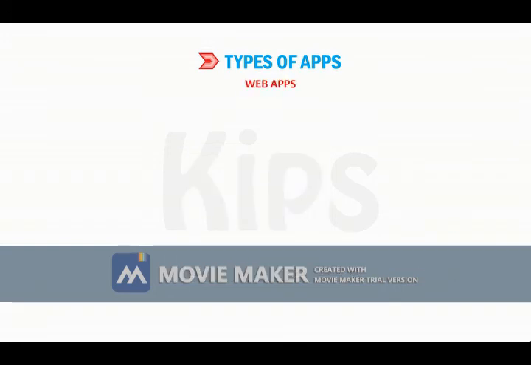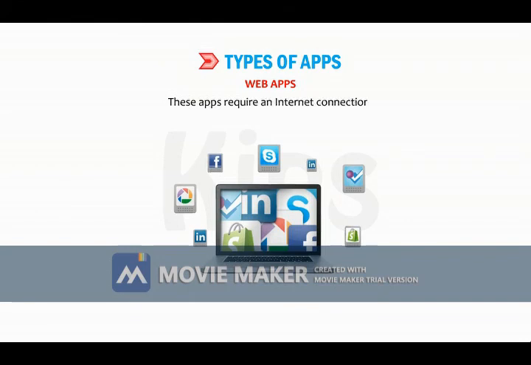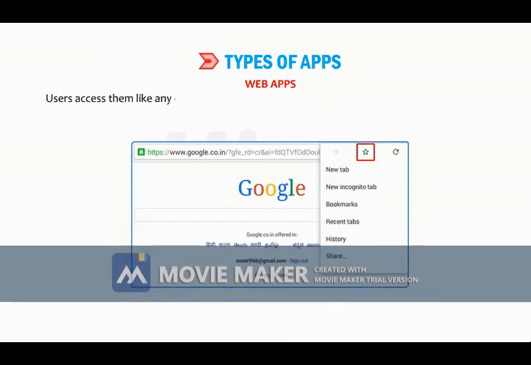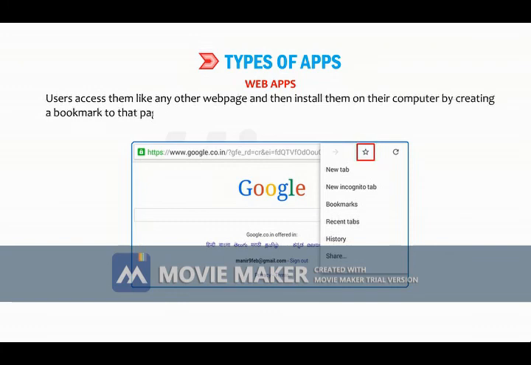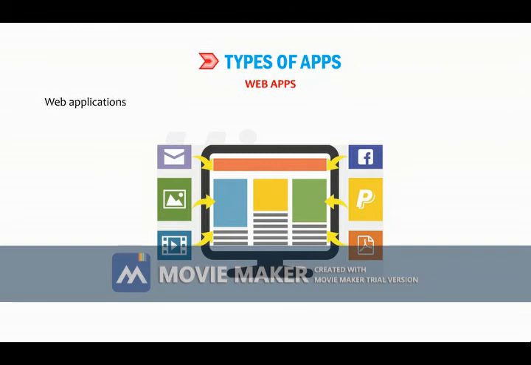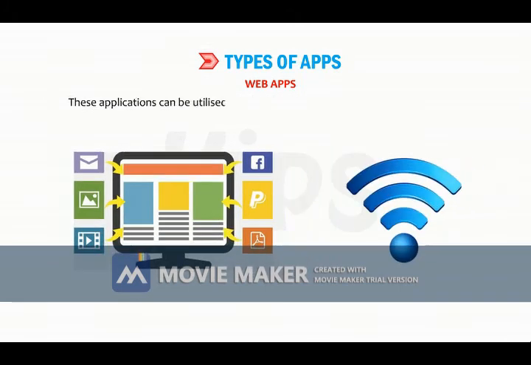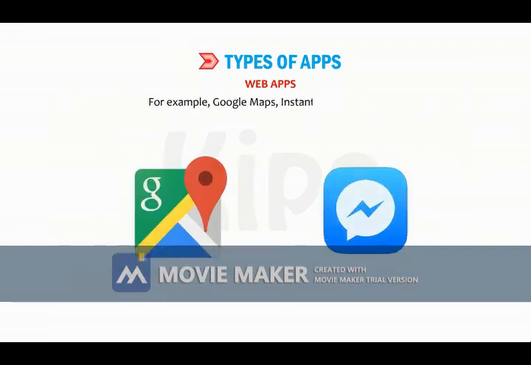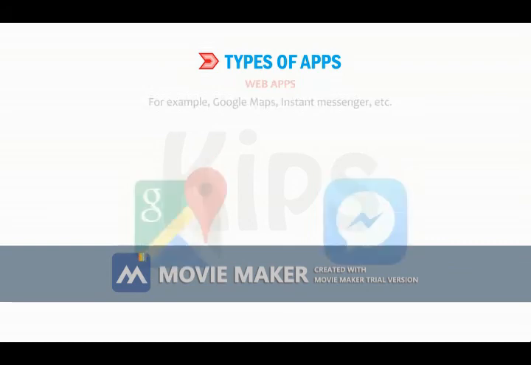Web apps. These apps require an internet connection. They are usually browser-based and stored on a remote server. Users access them like any other web page and then install them on their computer by creating a bookmark to that page. Web applications require minimum device memory as the application lies on the remote server. These applications can be utilized at whatever point needed from any device through the internet. For example, Google Maps, Instant Messenger, etc.